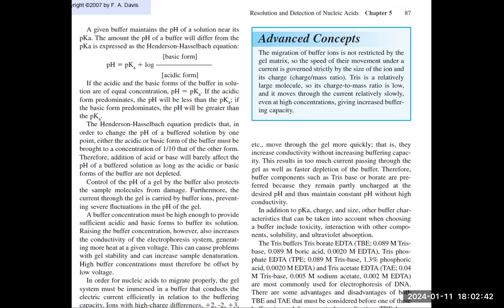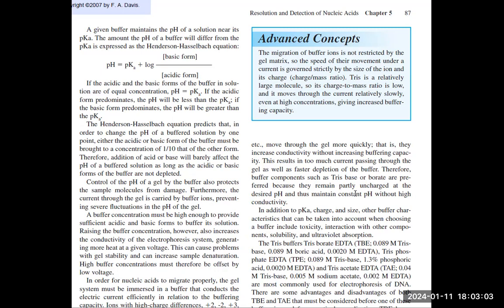We also have the control of the pH of a gel, but the buffer also protects the sample molecules from damage. Furthermore, the current through the gel is carried by buffer ions, preventing severe fluctuations in the pH of the gel. So it's just the same as what I've said. So that's with our buffers.